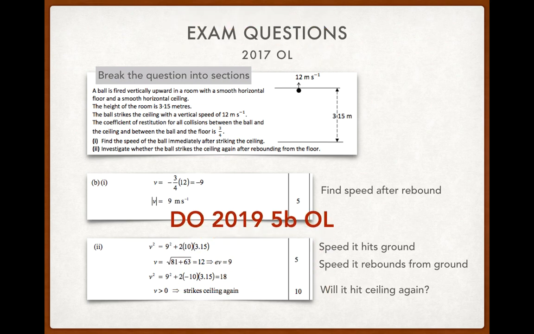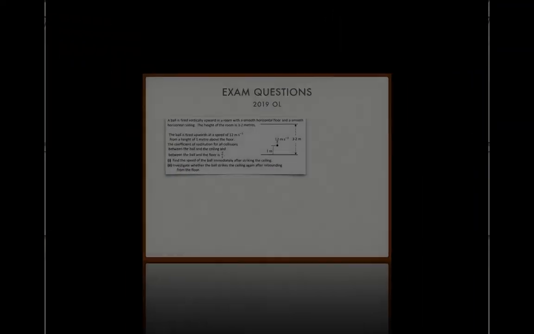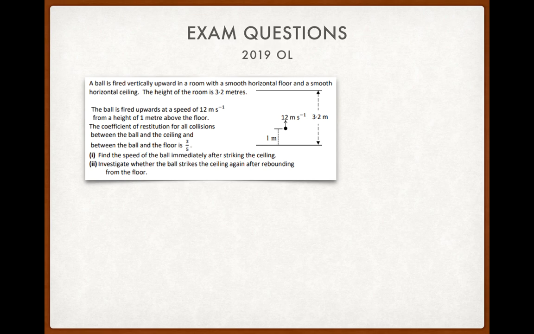Okay, for you, pause the video and do 2019 5B from the ordinary level papers. It looks like that. So pause the video, but I'll keep going.